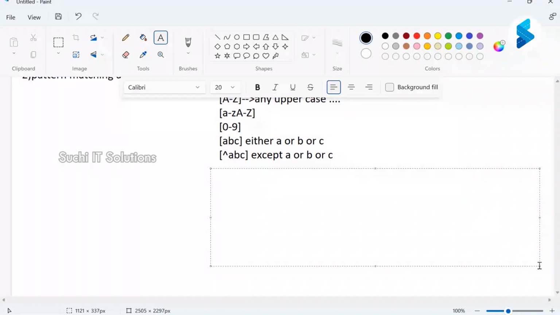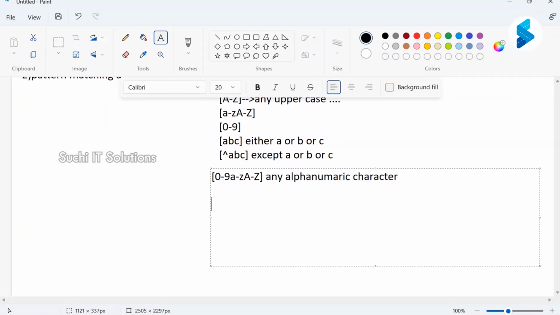Wait, I'll come to mail ID and phone numbers. Follow correctly, then I will ask you and you must tell me: 0 to 9, small a to z, capital A to Z. If you write like this, it accepts any alphanumeric character. Okay, good. This is the way character related classes we can use.